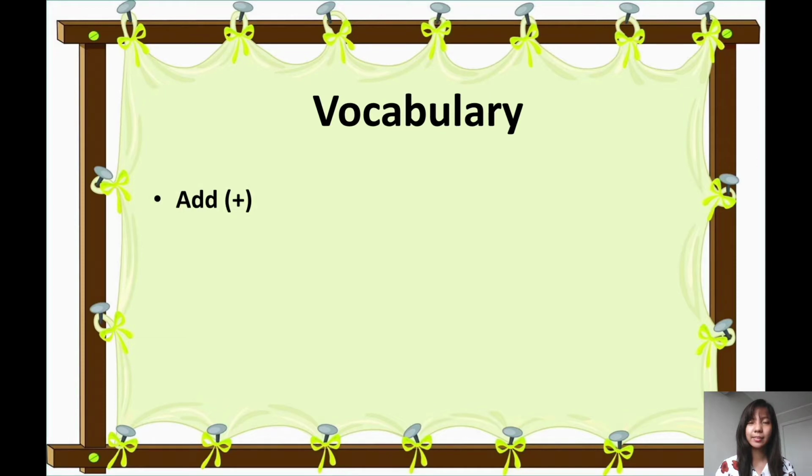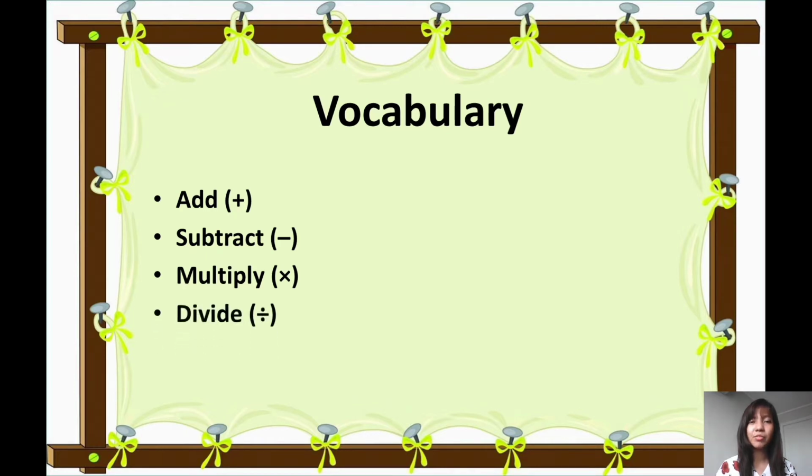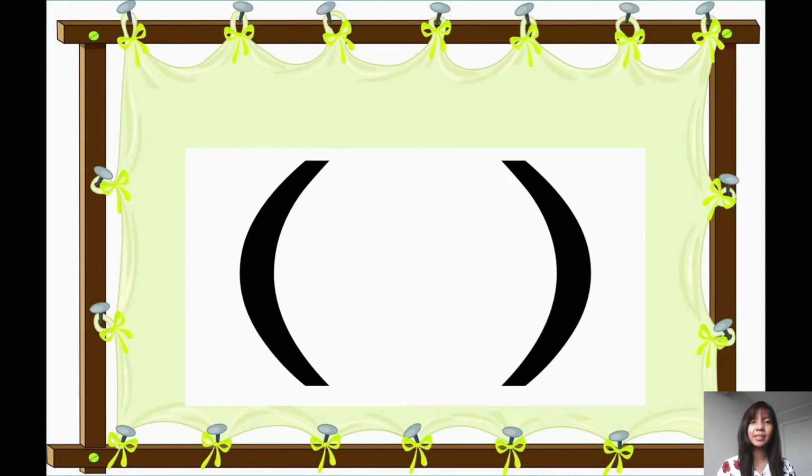Add, subtract, multiply, divide, parenthesis, reciprocal. Alright, so first you have to know this symbol.